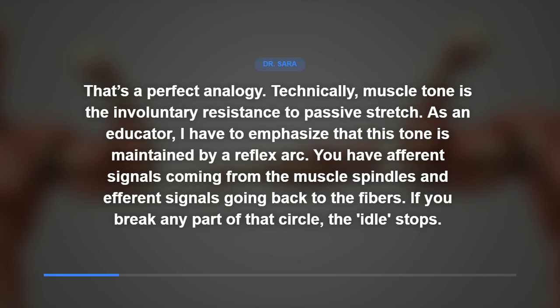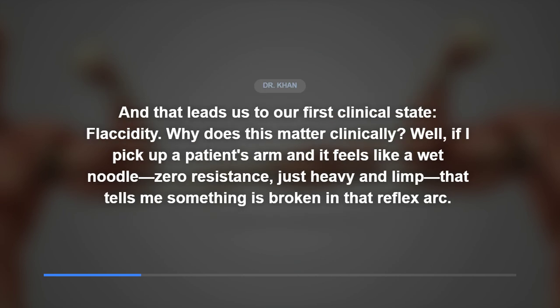That's a perfect analogy. Technically, muscle tone is the involuntary resistance to passive stretch. As an educator, I have to emphasize that this tone is maintained by a reflex arc. You have afferent signals coming from the muscle spindles and efferent signals going back to the fibers. If you break any part of that circle, the idle stops.